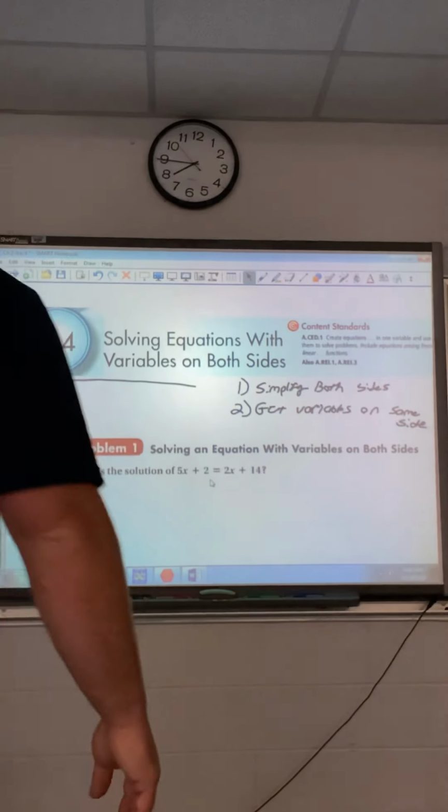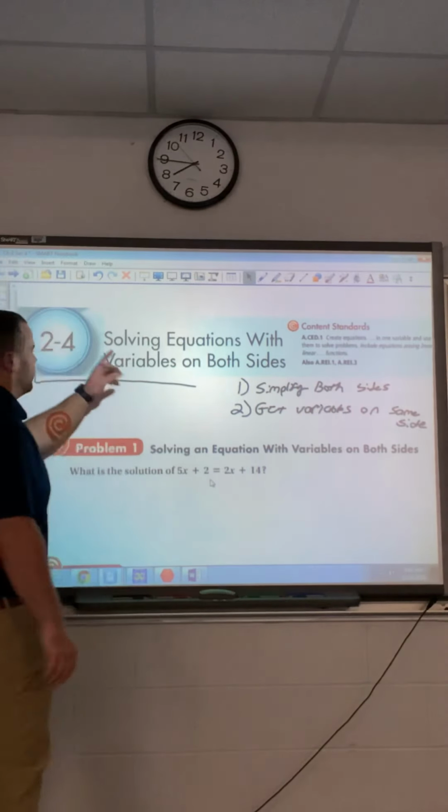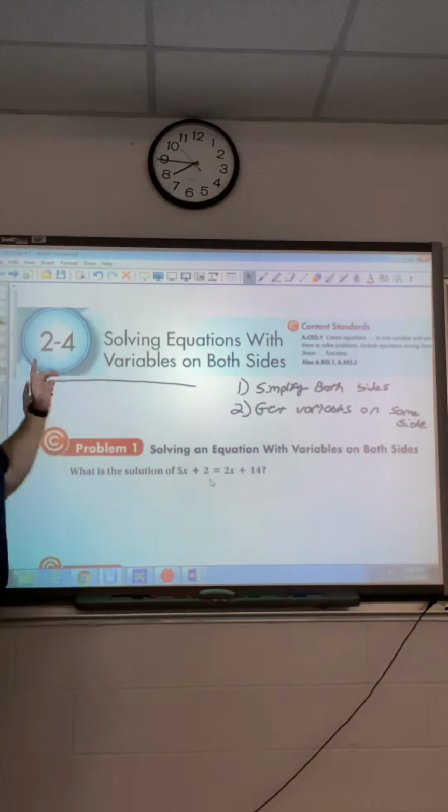Right, go ahead and copy down this top part for me. 2-4, solving equations with variables on both sides. And these two parts right here, okay?